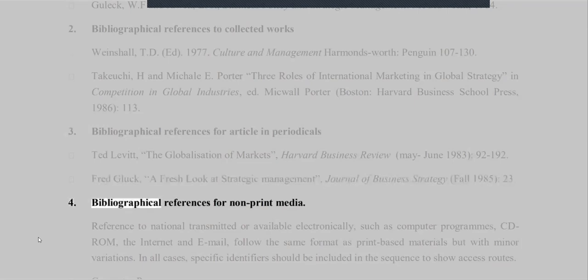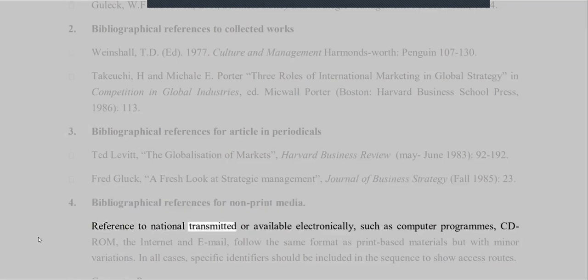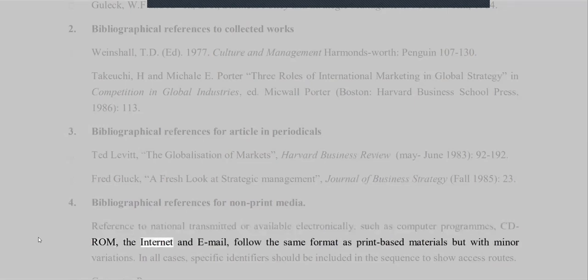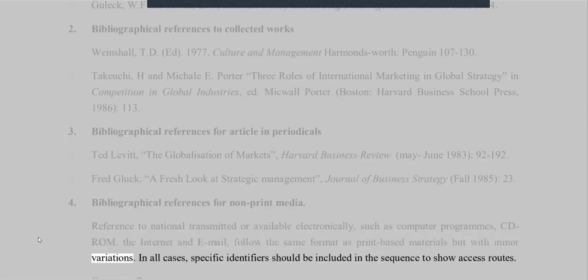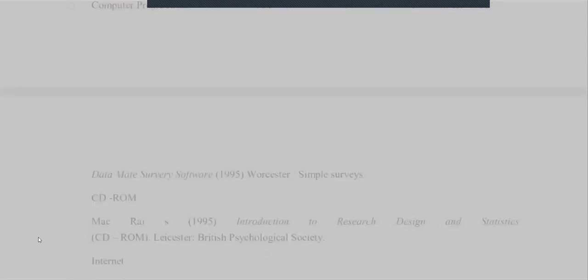4. Bibliographical references for non-print media. References to material transmitted or available electronically, such as computer programs, CD-ROM, the Internet and email, follow the same format as print-based materials but with minor variations. In all cases, specific identifiers should be included in the sequence to show access routes. Computer programs.